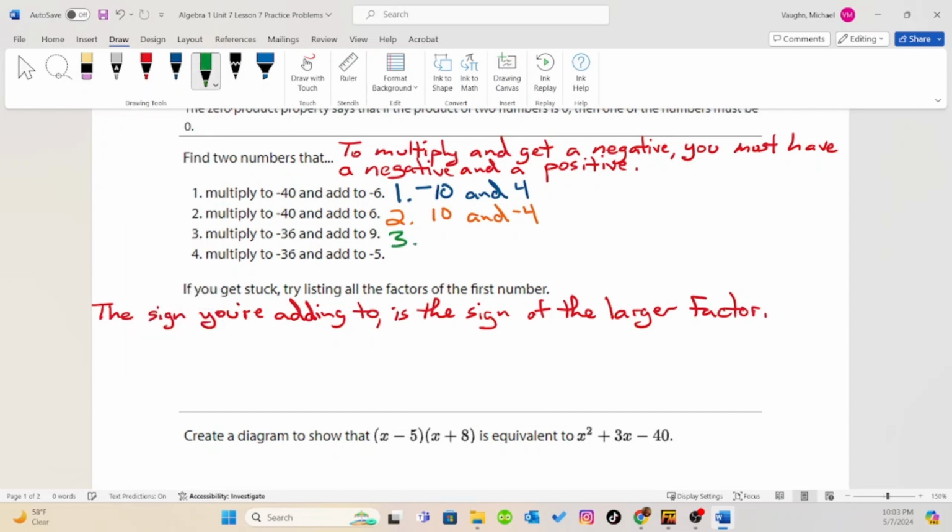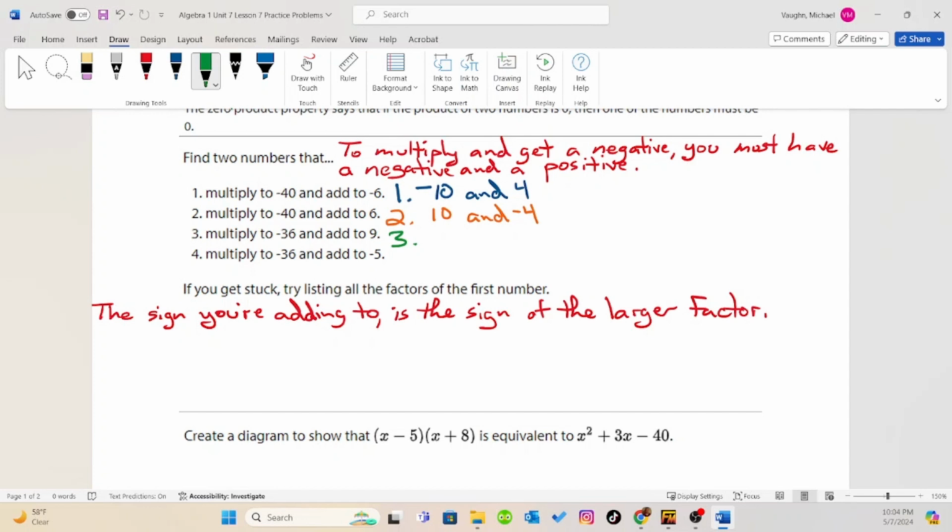Next, number 3. We need to multiply to get 36, but we need them to add to 9. So we have 1 and 36. They're 35 apart. They're not going to add to 9. We have 2 and 18. They're 16 apart. They're not going to add to 9. We have 3 and 12, and those are 9 apart.